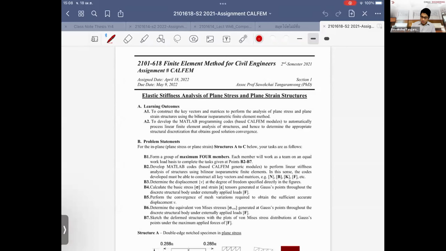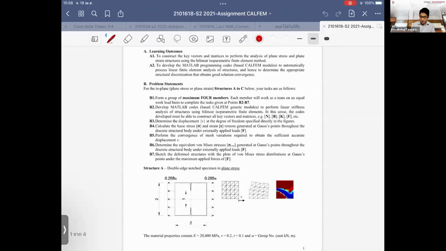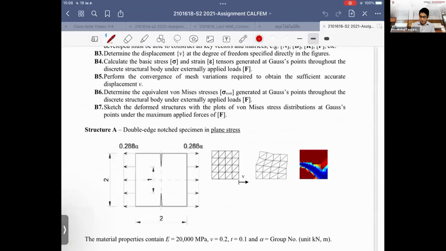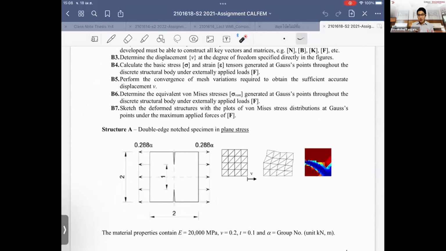In this assignment, if you have some seniors, friends who have learned this course before, these three structures are the most popular ones that I use to test you guys, right? And this year I didn't change much of the structure, I just changed the dimension. The reason for this is that I want you to practice.